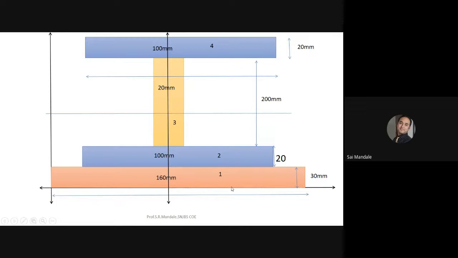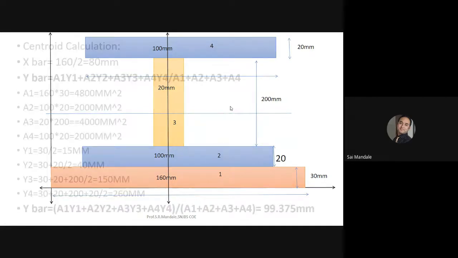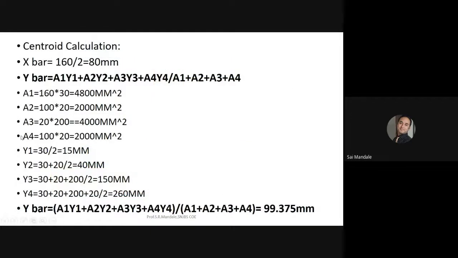From the baseline, 30 by 2 is Y1. 30 plus 20 by 2 is Y2. 30 plus 20 plus 200 by 2 is Y3. 30 plus 20 plus 200 plus 20 by 2 is Y4. So we have identified the values of A1, A2, A3, A4 and Y1, Y2, Y3 and Y4. These calculations we did in the last lecture. The answer for X bar is 80 mm and Y bar is 99.37 mm. So these are the first two steps to locate the CG.